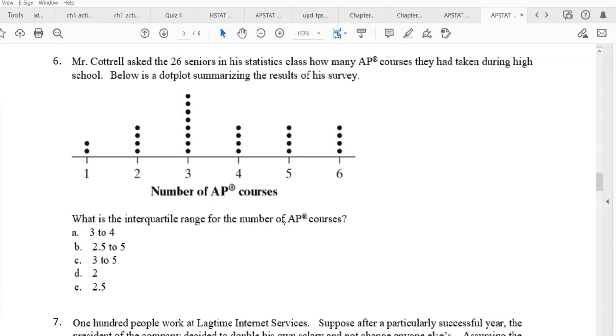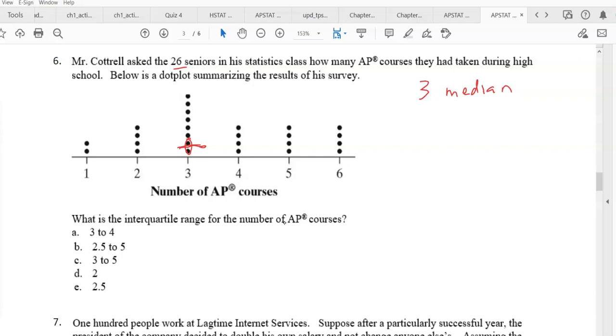There's 26, so the 13th and 14th term is the middle. So 1, 2, 3, 4, 5, 6, 7, 8, 9, 10, 11, 12, 13. These are the 2 middle terms. So 3 is the median number of AP courses. And that's right in the middle right there. We cut the data right in half right there. So that's at the 13th and 14th. So there's 13 below that, and there's 13 above that value, that line right there.